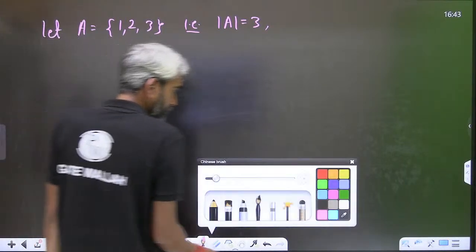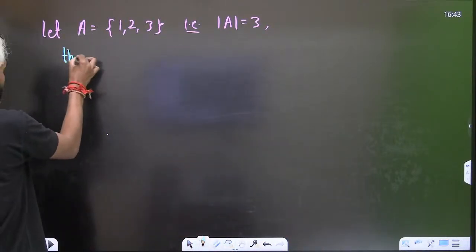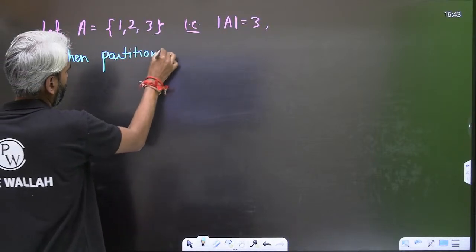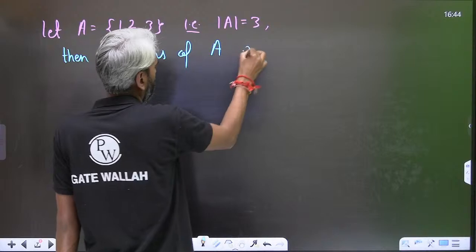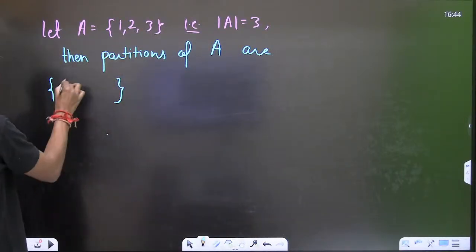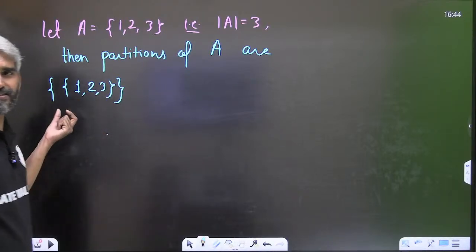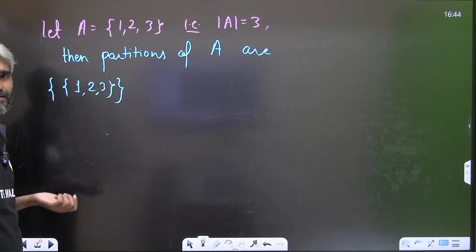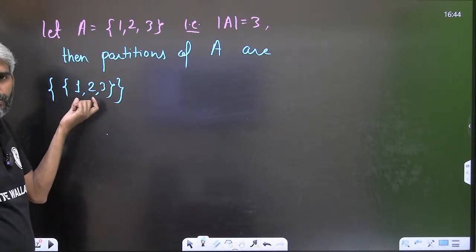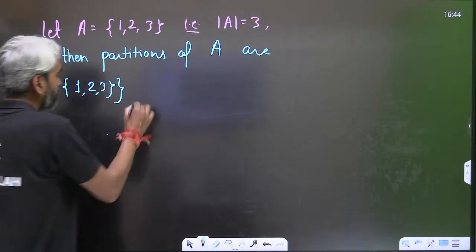If mod A equals 3, then the partitions of A are these. One partition will be quite easy: include the complete set itself. It is one set, sir. Only one set is there, so the intersection will be phi. There is no one to take the intersection with, no two distinct sets. And the union of 1, 2, 3 will be the original set 1, 2, 3 itself. So there is one partition.